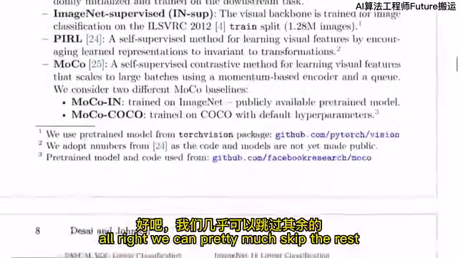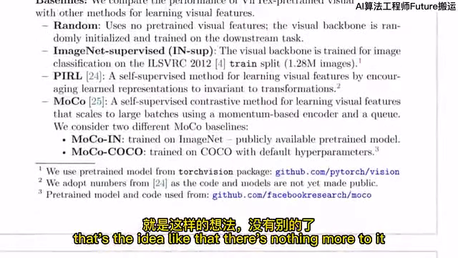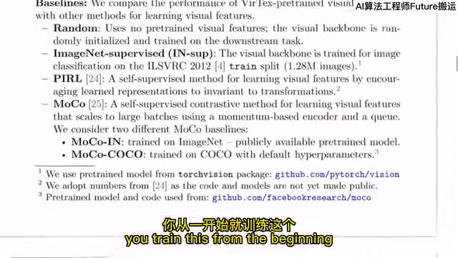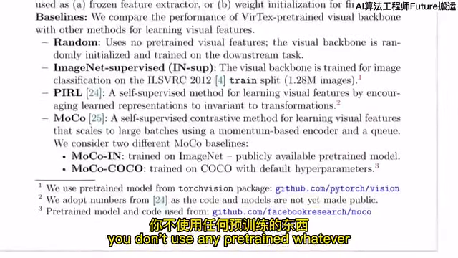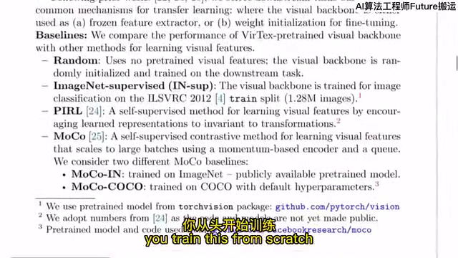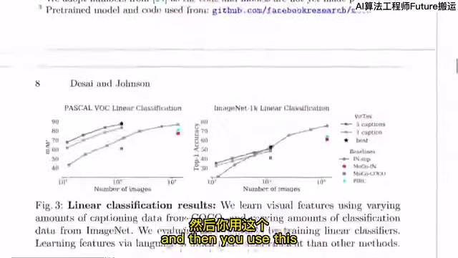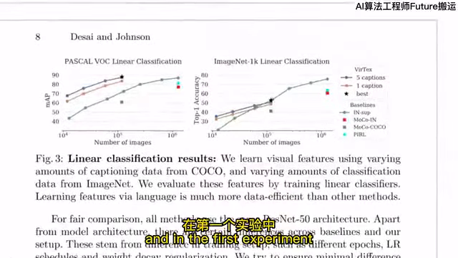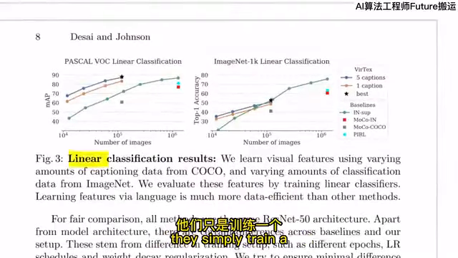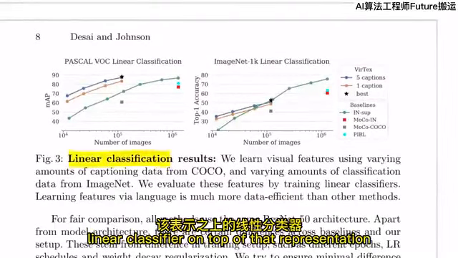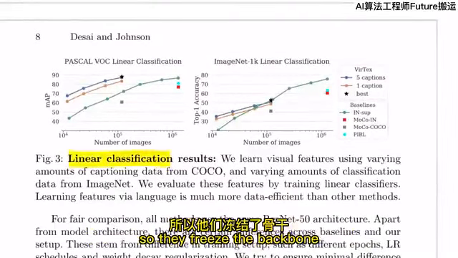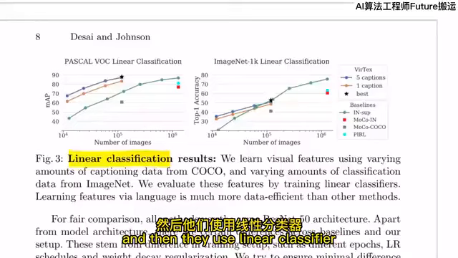All right, we can pretty much skip the rest. That's the idea. There's nothing more to it. You train this from the beginning. You don't use any pre-trained anything. You train this from scratch, and then you use this. And in the first experiment, they simply train a linear classifier on top of that representation. So they freeze the backbone, and then they use a linear classifier.